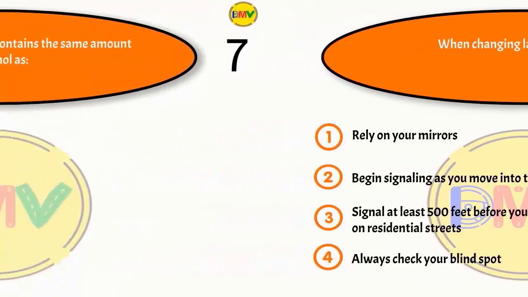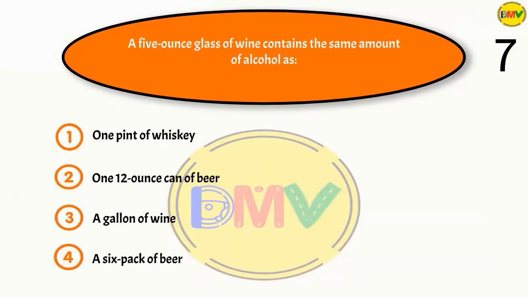The question 7. A 5-ounce glass of wine contains the same amount of alcohol as: 1. A pint of whiskey. 2. A 12-ounce can of beer. 3. A gallon of wine. 4. A 6-pack of beer.